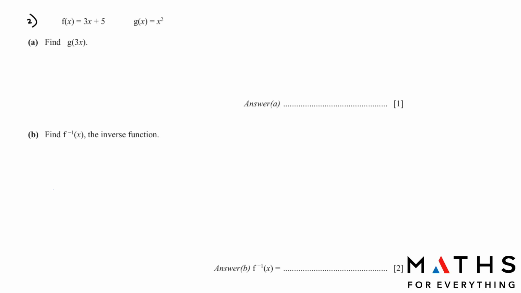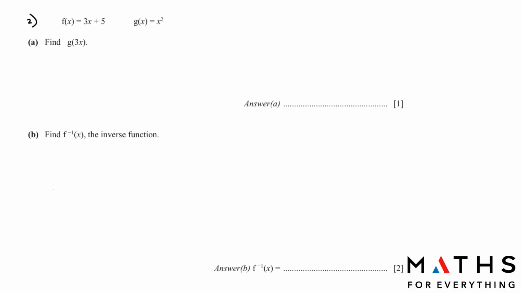Question number 2. F of x is equal to 3x plus 5 and g of x is equal to x squared. A, find g of 3x. I'm sure you know how to solve this by now. What are we going to do? We are going to replace the x with 3x.